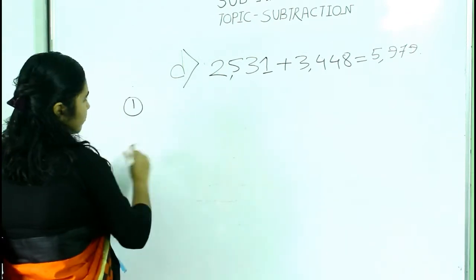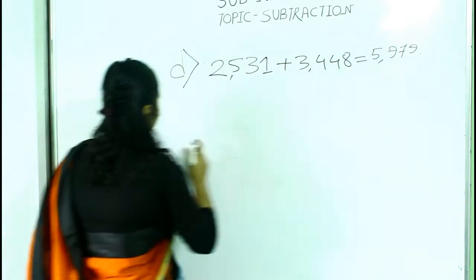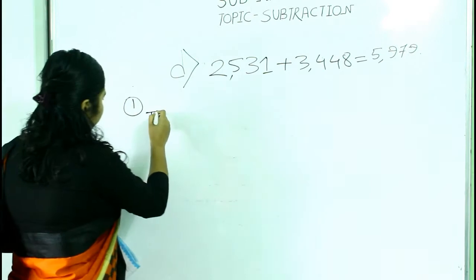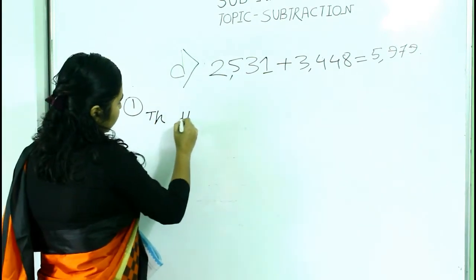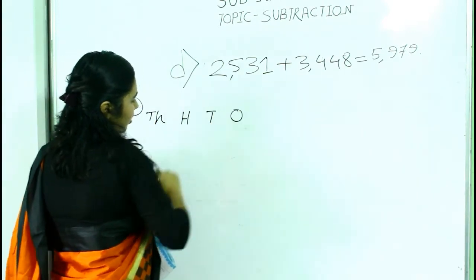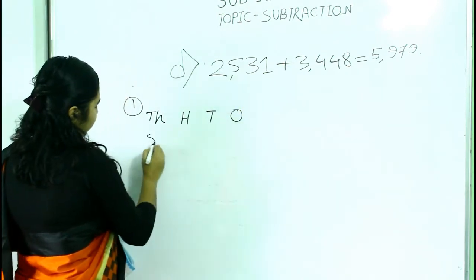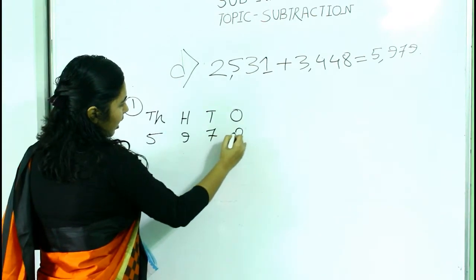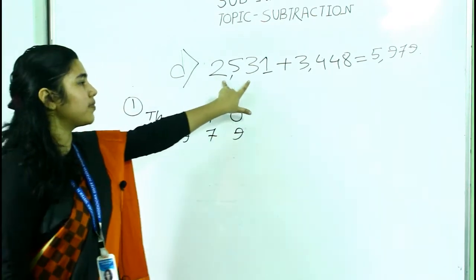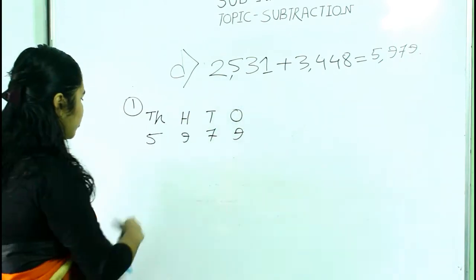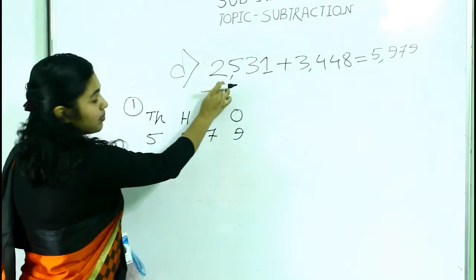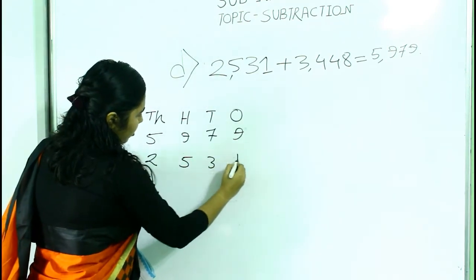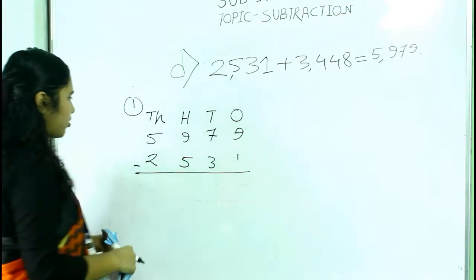So first one, take this sum here. Here we have 4 digits, so take up to thousands place: 1000, then 100, then 10 and then ones. Now put this number first, 5979. Now take one of these two numbers. So take the first one, which is 2531, and subtract these two numbers.